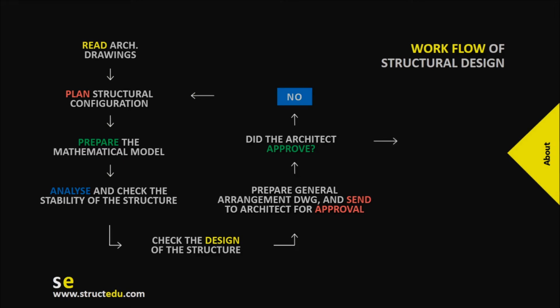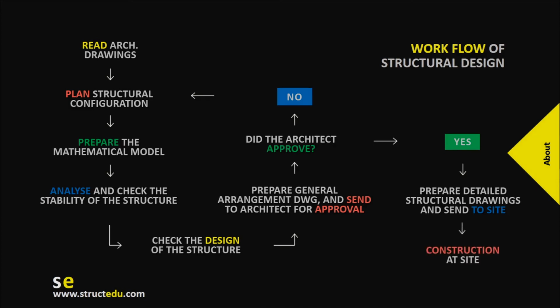If the architect approves the locations of the structural elements, then we prepare a detailed structural drawing of the building and send it to the site for the construction phase. Finally, the building will be constructed at site based on the design drawings provided by the structural engineer. This process may take around 3 to 6 months based on the requirement of the client. So this is the flow of work in the structural design industry.